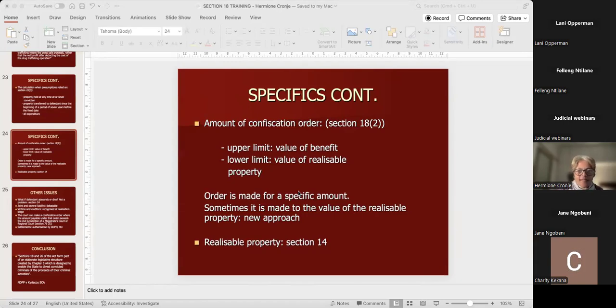I see there's another question while I pull up the section that gives the presiding officers this more inquisitorial responsibility. Lani Opperman. Yes, Lani Opperman.